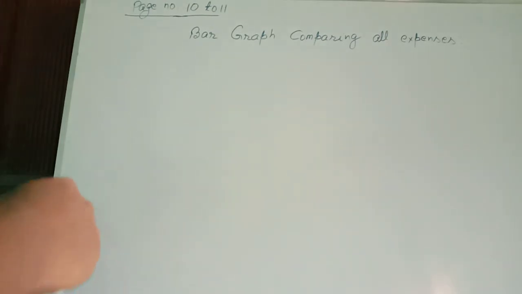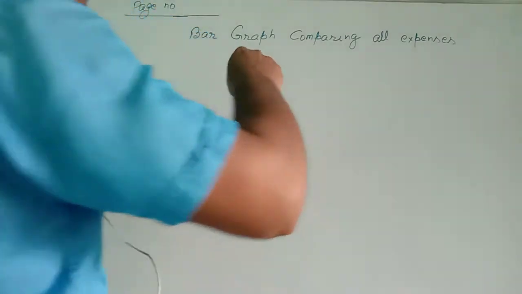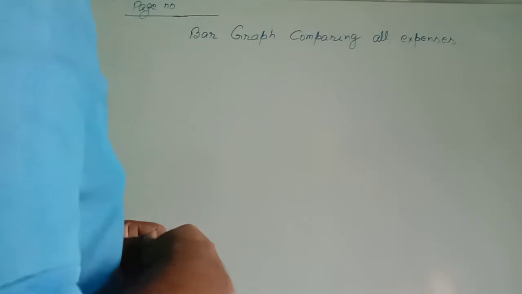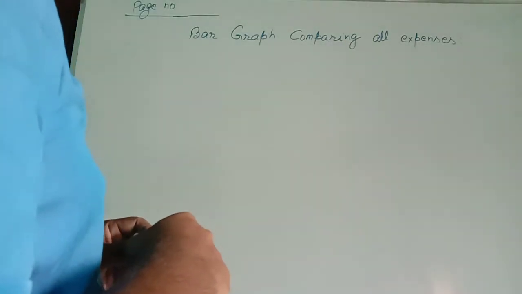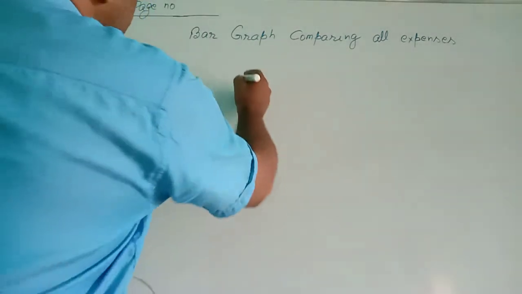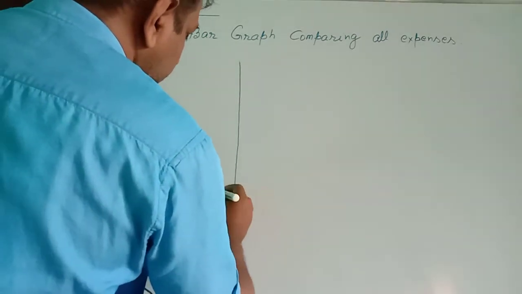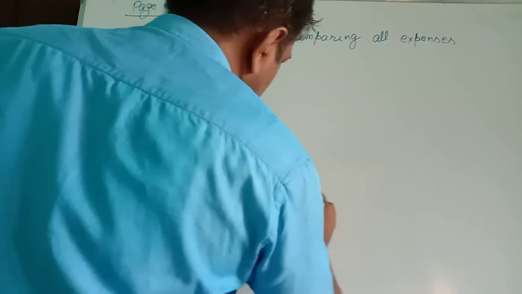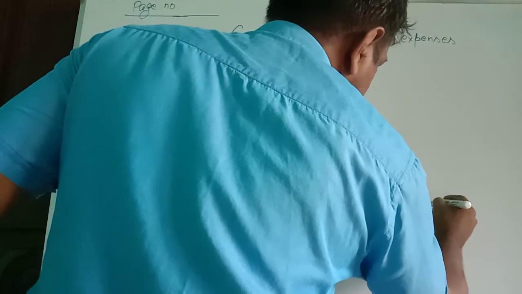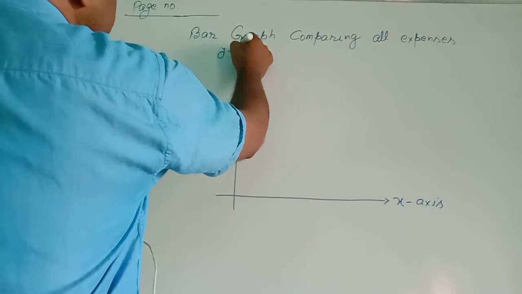In the next page, after the 11th, you will prepare a bar graph. You can prepare the bar graph on a plain sheet or graph sheet, both are applicable. Here, this is the x-axis, and this is the y-axis.